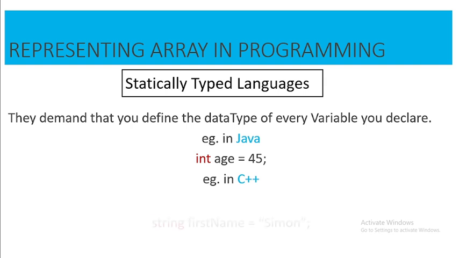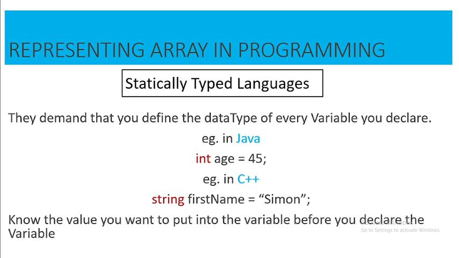In C++, when you declare a variable for a first name, you start with string. Then you write the variable name, first name. The string is the kind of data the variable will store. So statically typed languages demand that you define the data type of every variable you declare.